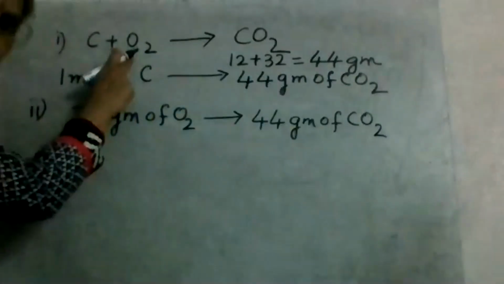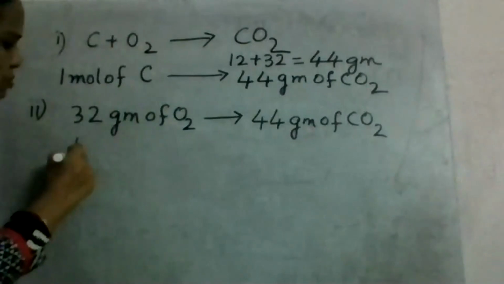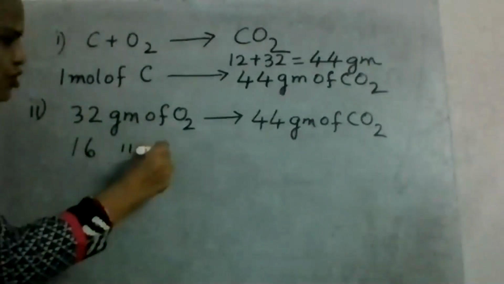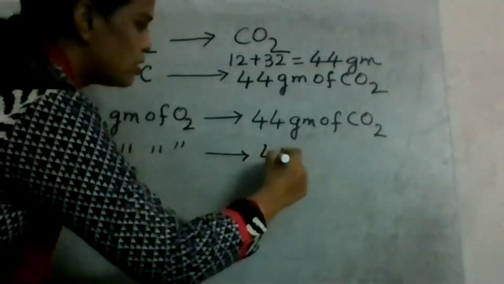Here, oxygen is present in a lesser amount. So this is your limiting reagent. So oxygen is the limiting reagent. So 16 grams of oxygen will produce... You'll solve it in this way.